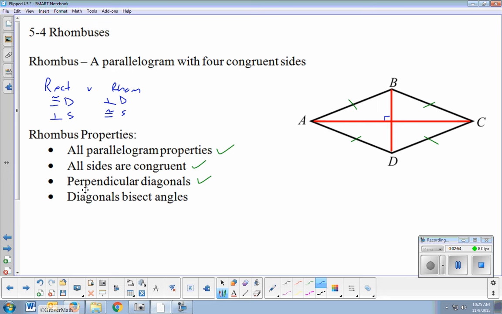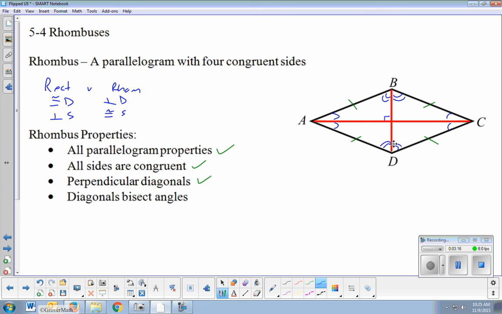There's one other property that's really important about a rhombus: the diagonals bisect the angles. So like this diagonal here, this diagonal AC, it cuts angle A into two congruent angles, and we see the same thing over here. And we know the opposite angles are congruent. And the second diagonal does the same thing, bisects these angles. A rectangle does not do this.